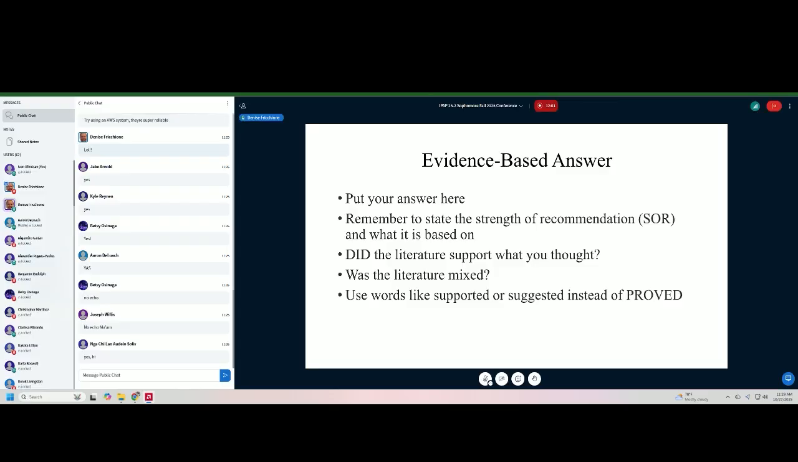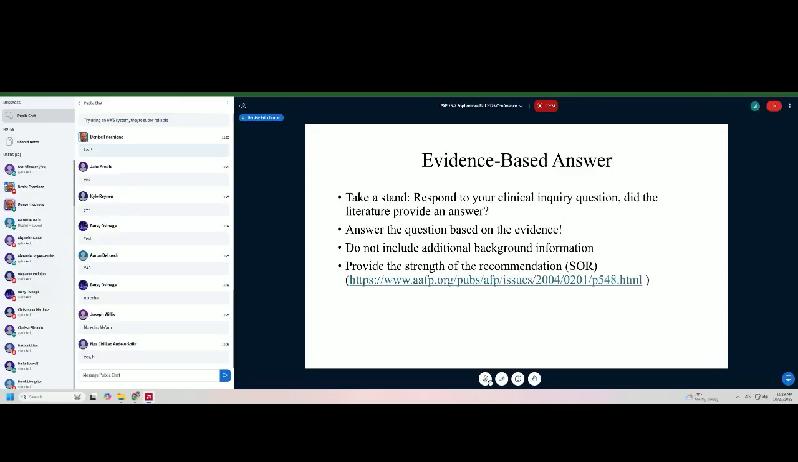Be very careful with your words, because especially here, words matter. And if you say the literature proved, that's wrong. You have to say something like the literature suggested or supported. Don't use strong words like prove. We almost never do that in medical research because to say something is proven requires an incredible amount of evidence.